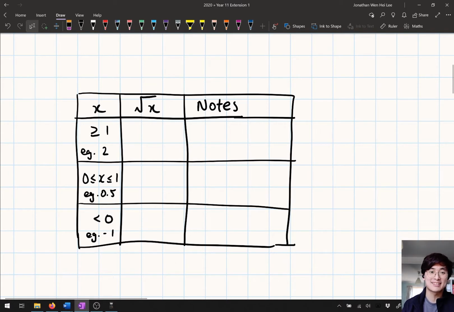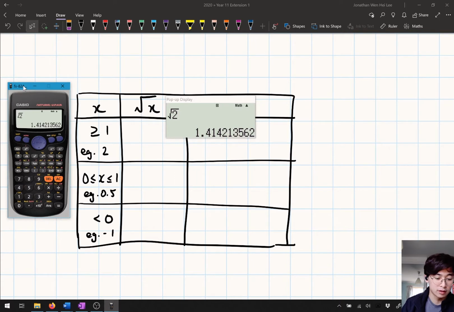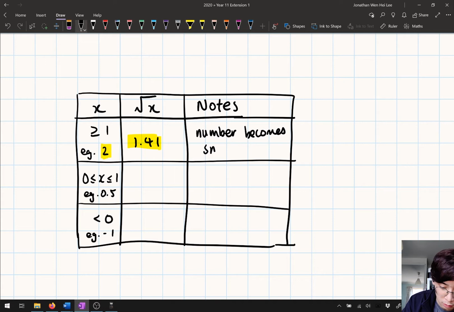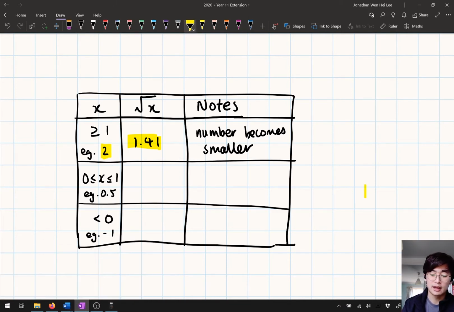The first column is when x is bigger than 1. For example 2, so let's put square root 2 into a calculator, and we get 1.41. Now what do we notice? Well, we started off with 2 and we went to 1.41. So if x is bigger than 1, the number becomes smaller. That's the first thing we need to notice: if the number is bigger than 1, the number becomes smaller.